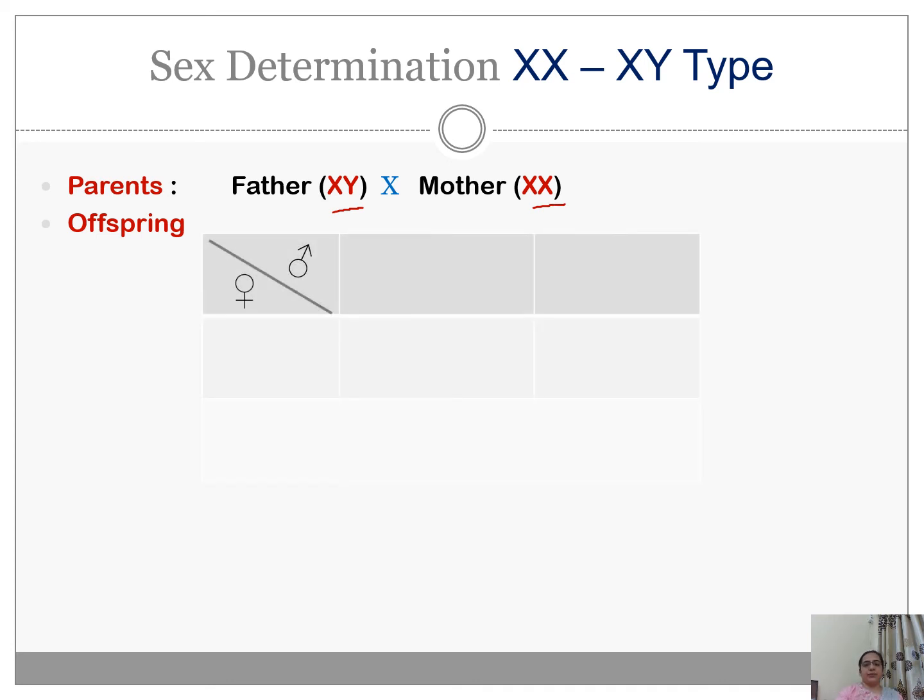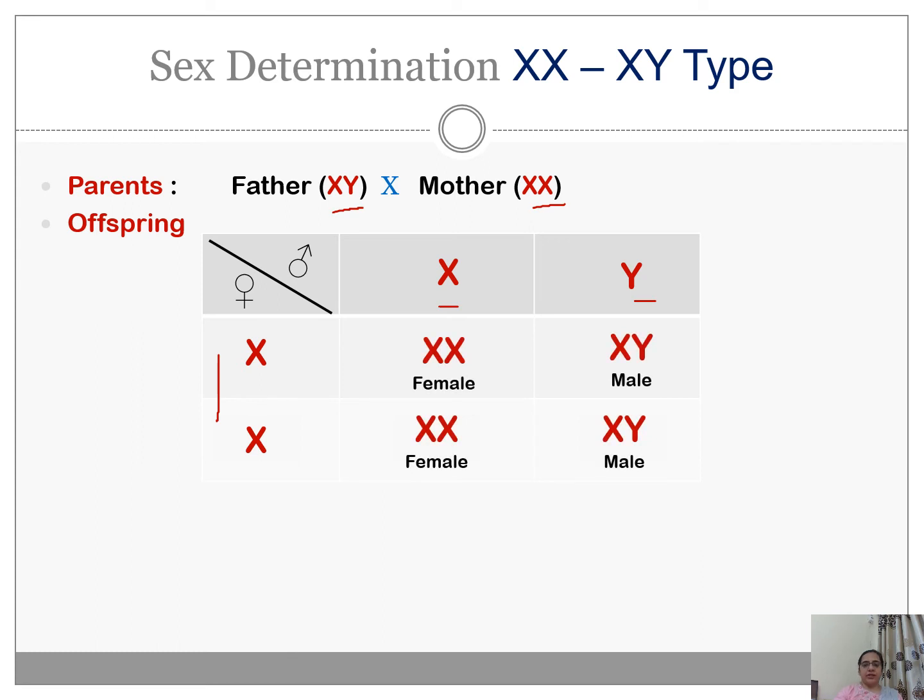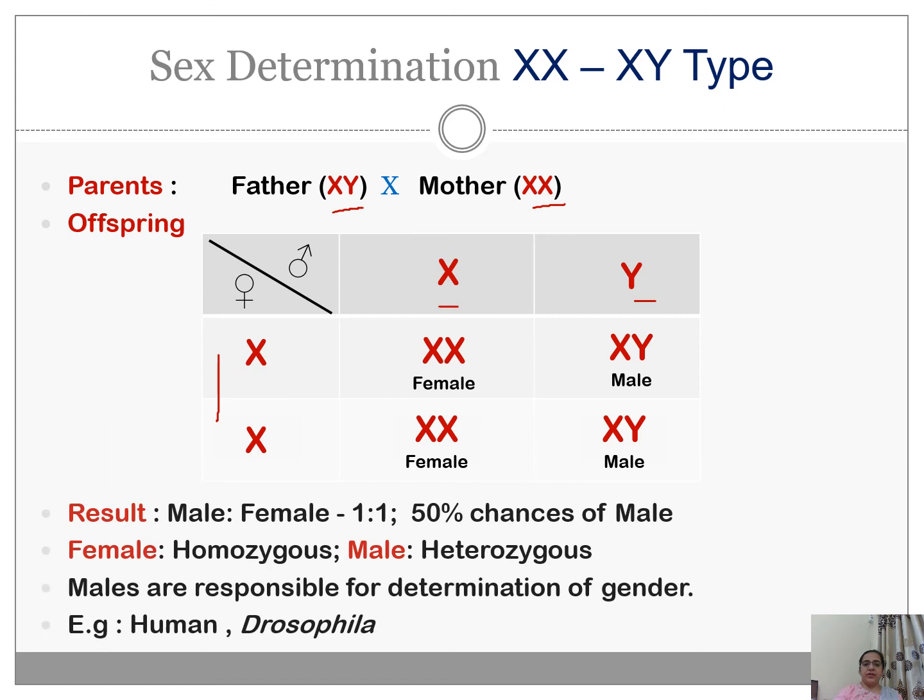Now coming to the offspring. Generation of gametes. So here you can see these are the gametes which have been generated from the males and these are the gametes which have been generated from the females. So this is a progeny. Now result. Chances of male to female is equal. That is, there are 50% chances for male being born and 50% chances of female being born. Here the female is homozygous while male is heterozygous and gender of the child is determined by father. This kind of pattern is observed in we human beings.